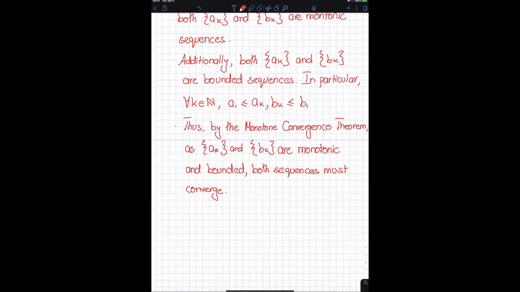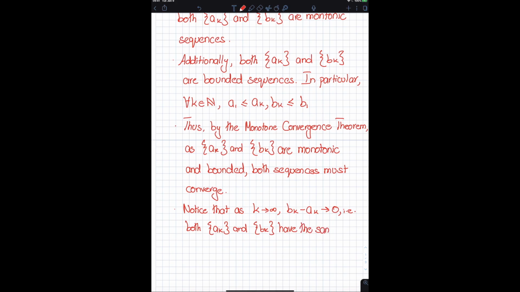So notice that as k tends to infinity, B_k minus A_k tends to 0. That is, both A_k and B_k have the same limit.